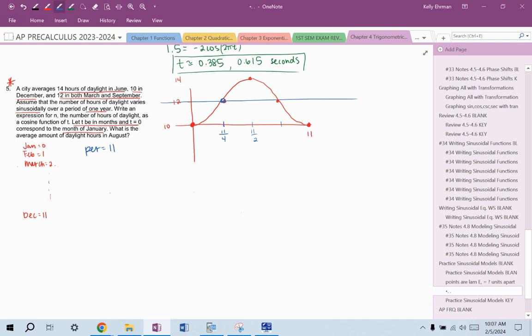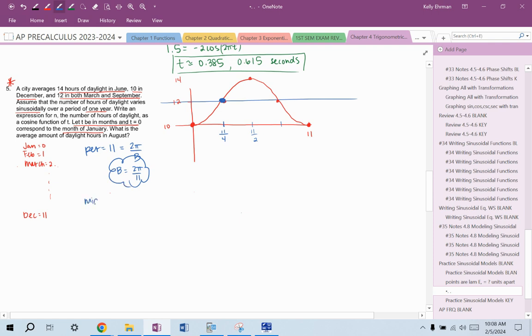Or I'm sorry, not 11 over 4. Yeah, 11 over 1 times 11 over 4, and then this would be 11 over 2, and then 3/4 times 11. Anyway, we don't have to get into all of those labels, but we do need to know what this point is. Okay, so if the period is 11, I'm using 11 instead of 12, and that's equal to 2 pi over b. Then b is equal to 2 pi over 11.